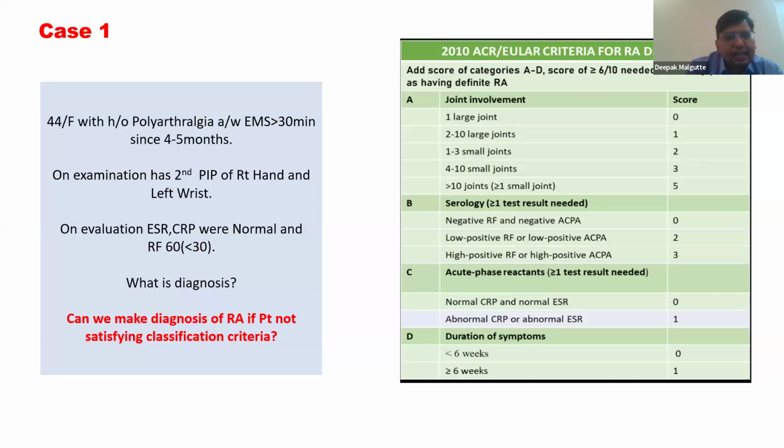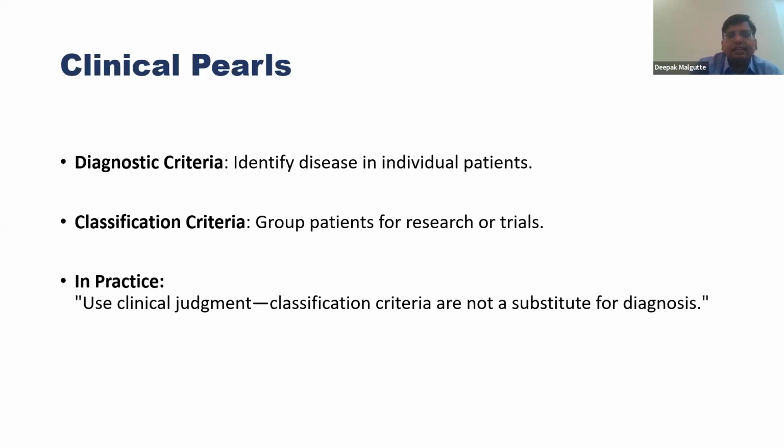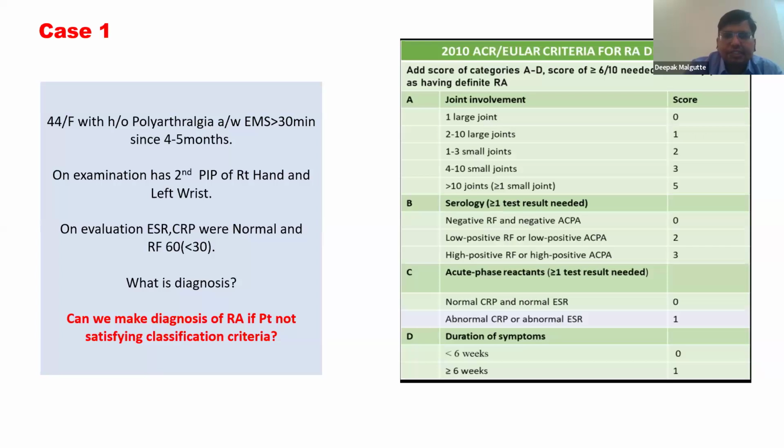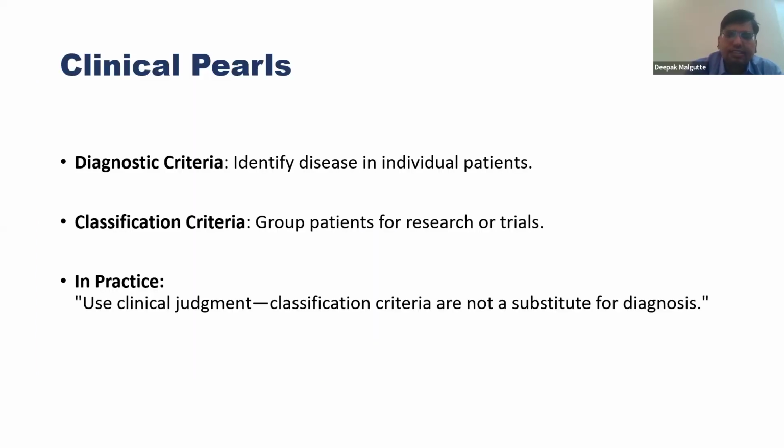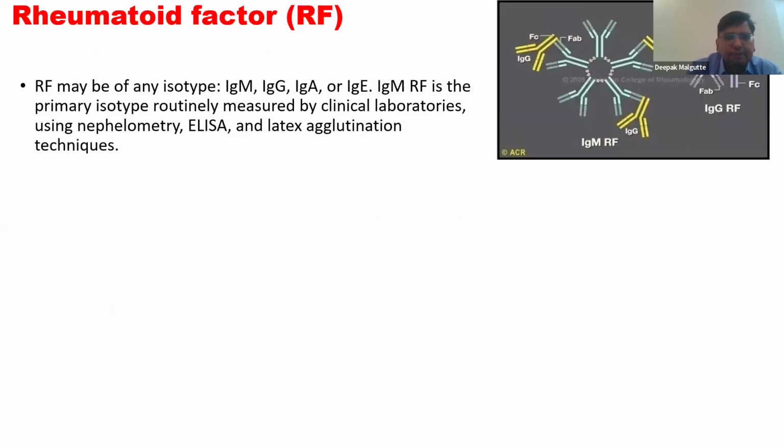Basically, this is a classification criteria. The important point here is that rheumatoid arthritis diagnosis is a clinical diagnosis. This classification criteria is mainly used for research or trials. In clinical practice, what we need is clinical judgment to identify or diagnose a patient with rheumatoid arthritis.